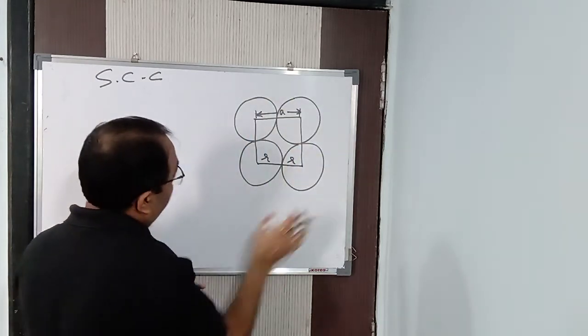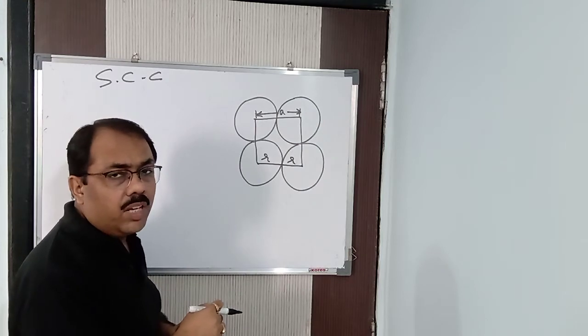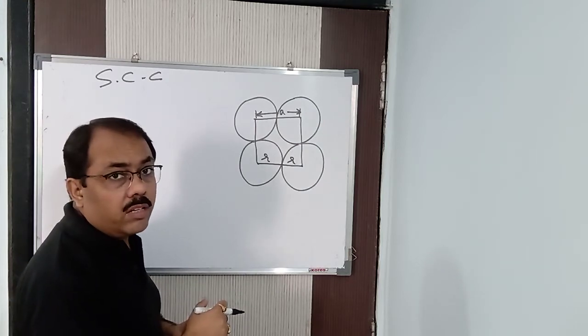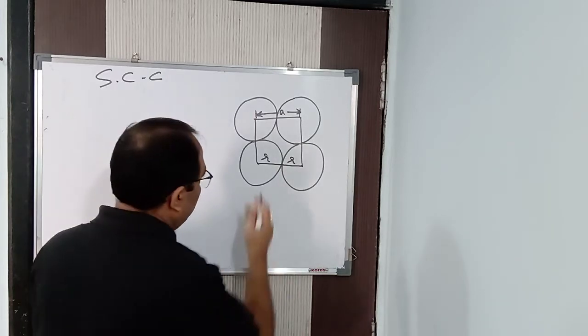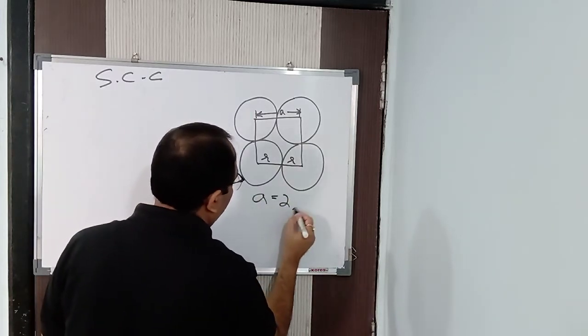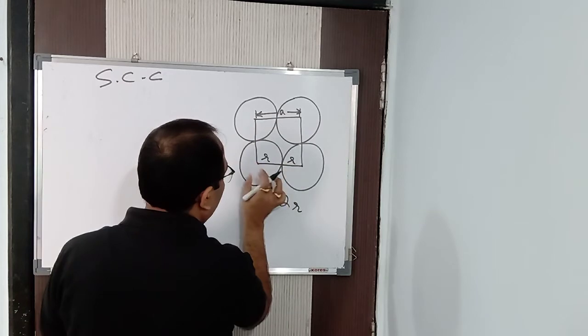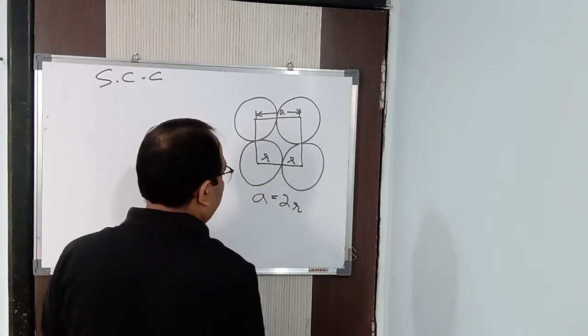And when I arrange in 3 dimensions, the square becomes a cube. Lengthwise, breadthwise, heightwise, when we expand it, it becomes a cube, you know it. So here I can say A is equal to 2R, isn't it? This A is your 2R, where R is the radius of the atom, which is nothing but A is equal to 2R.